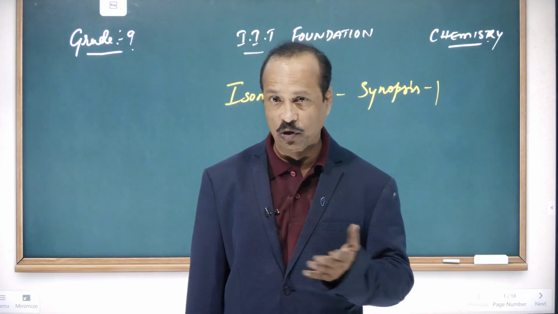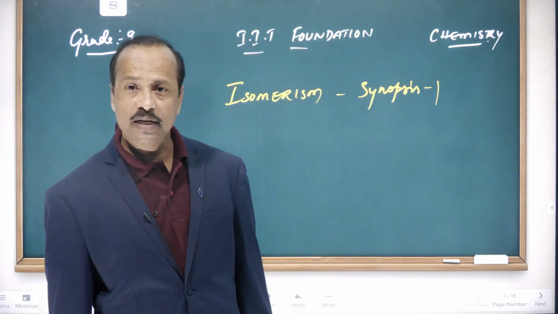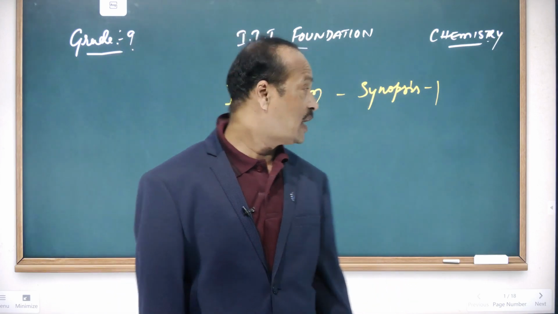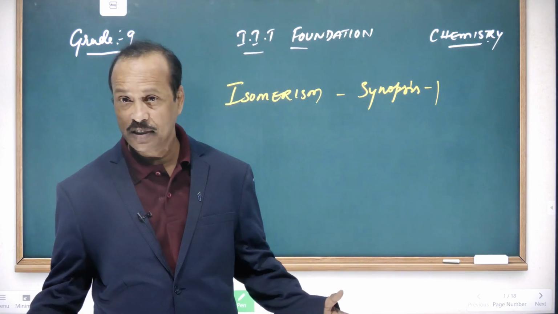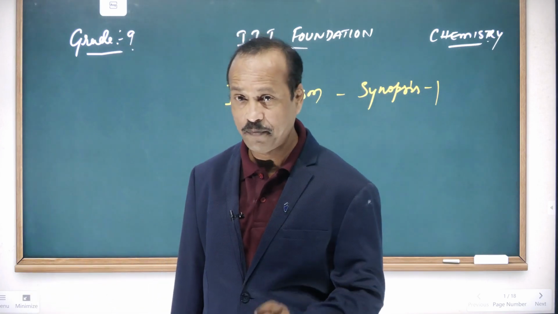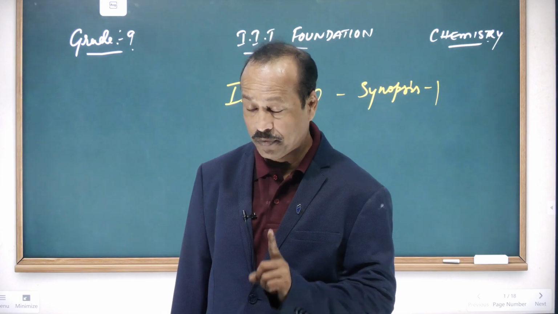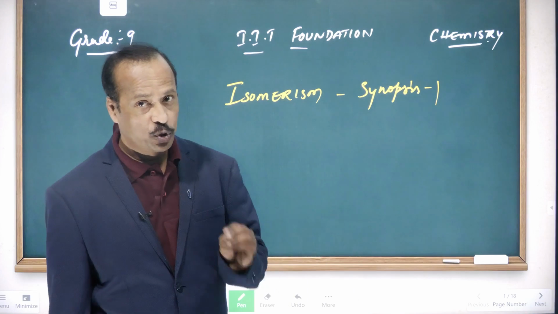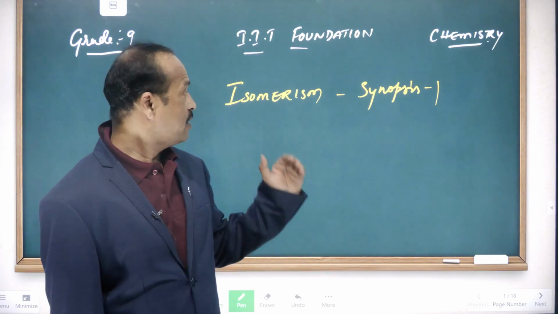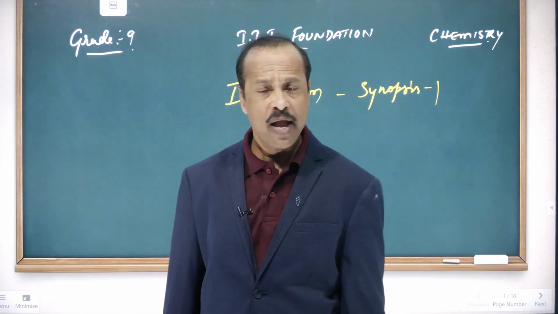Grade 9 IIT Foundation chemistry, under this we started the chapter Isomerism. This is the second chapter of volume 2, right? In the first class we discussed the introduction of isomerism and types of isomerism, and in that we also discussed chain isomerism. Do you remember? Once again, let's briefly revise for 2 minutes, and then we go to the next topic.